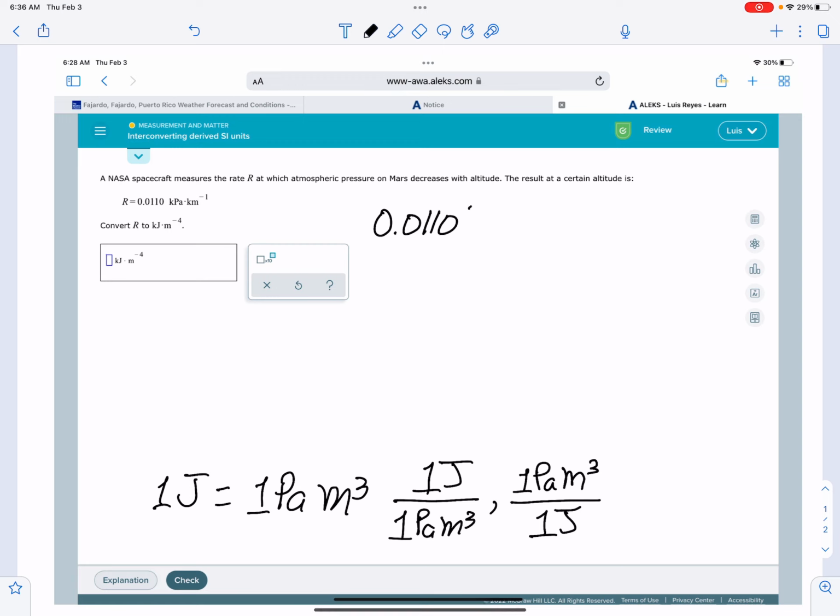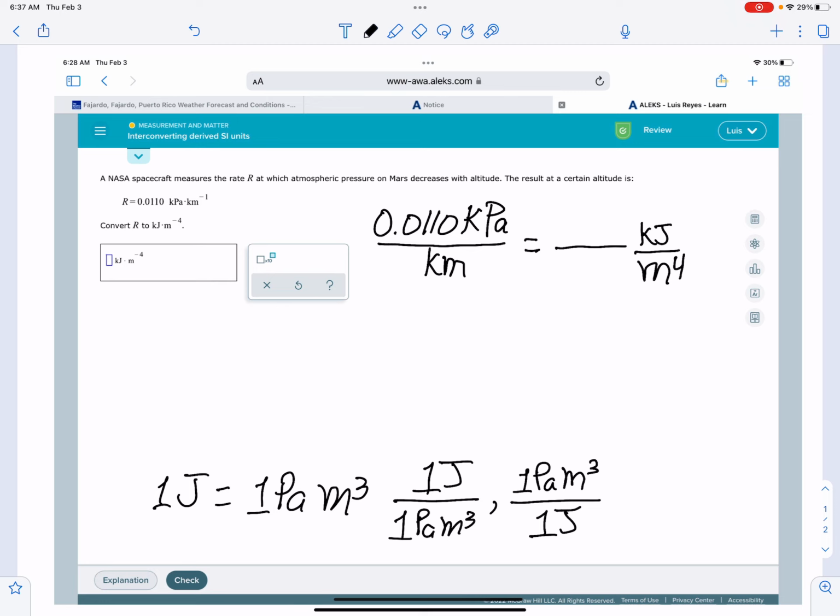0.0110 kilopascals times kilometers to the -1. Minus means that it goes at the bottom, so you can write it like this to see it better, and you don't have to put the 1. And we want to convert that to kilojoules over meters to the 4. Remember, the negative means that it's a denominator.